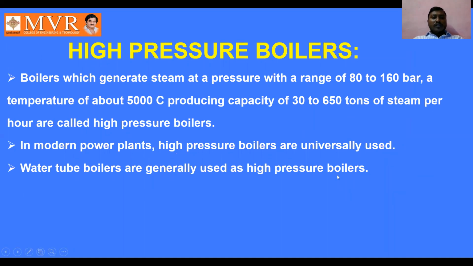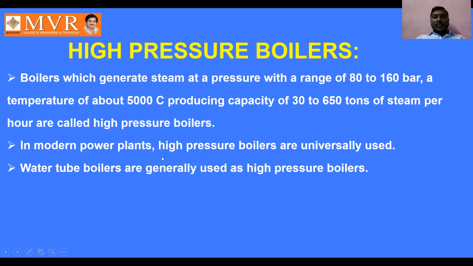High pressure boilers are boilers which generate steam at a pressure in the range of 80 to 160 bar, at a temperature of about 500 degrees Celsius, with a producing capacity of 30 to 50 tons of steam per hour. What are the pressures here? 80 to 160 bar, with temperature maintained at 500 degrees Celsius, and steam production of 30 to 50 tons per hour.